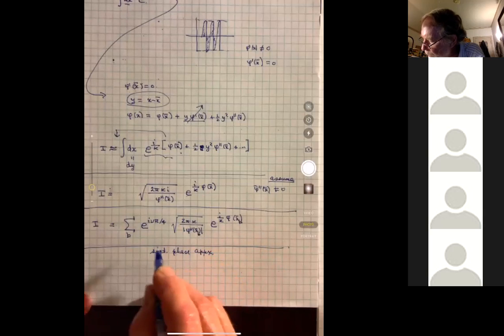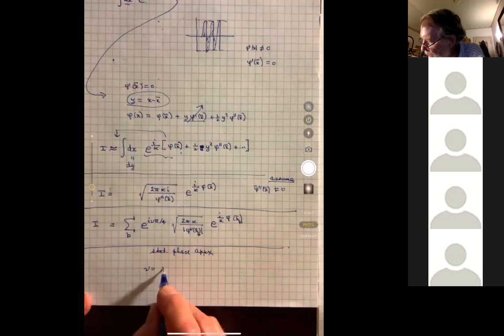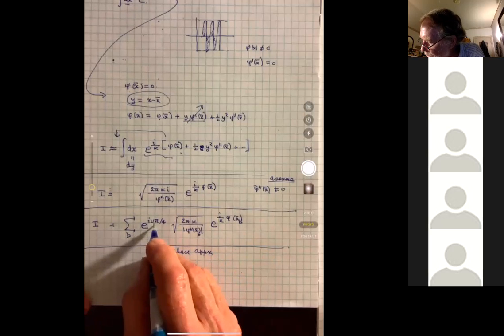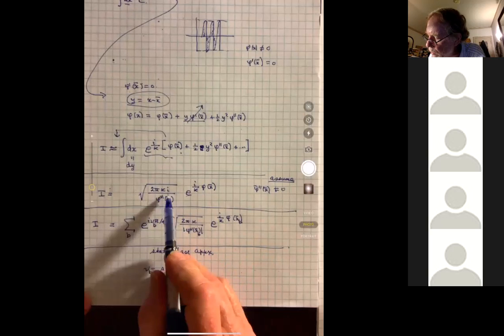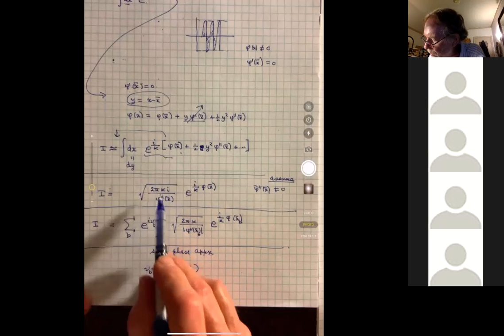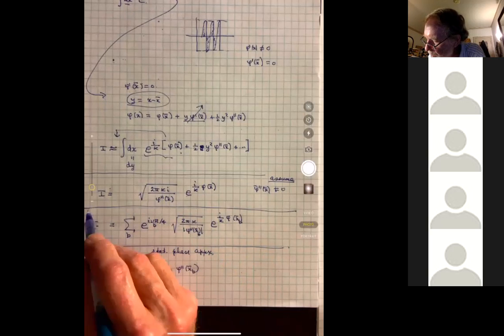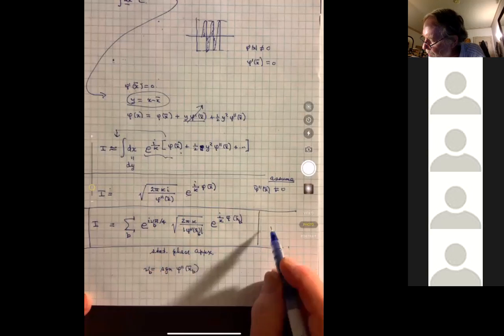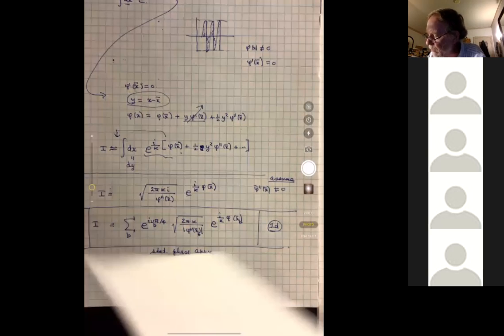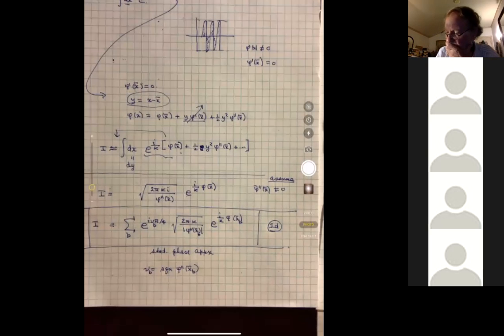By the way, I never defined what nu is. Nu is just the sign of phi double prime evaluated at x bar. So if x bar is a function of the branch, then so is nu. That just gives you whether you're taking the square root of plus i or minus i under the square root here. In any case, let me box this part off, because this is the 1D stationary phase approximation.